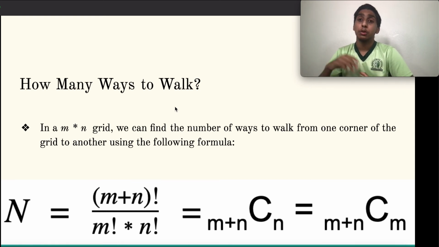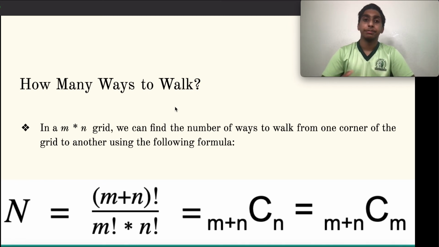Factorial simply means multiplying a number by all the numbers underneath it, or that are less than it, up to 1. So an example is 6 factorial. That's 6 times 5 times 4 times 3 times 2 times 1. 3 factorial, 3 times 2 times 1. So on. That should be pretty easy to understand as long as you understand the notation. And on the denominator, you have m factorial times n factorial.